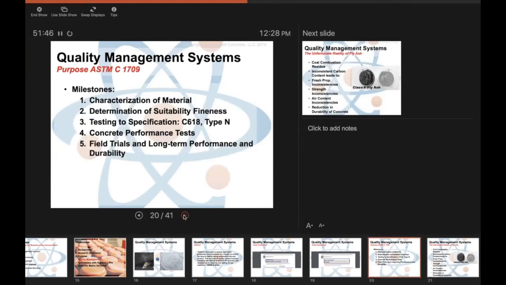So the milestones: the purpose of ASTM C1709 is to set up these 5 stages, these 5 milestones, for characterizing and evaluating your material. And you have to go through these processes and make these available to the end users at any point, just like you would for an ASTM C494, an ASTM C618. But as you'll hear and see, there's a lot more that goes into this.